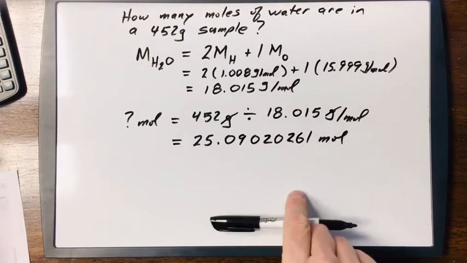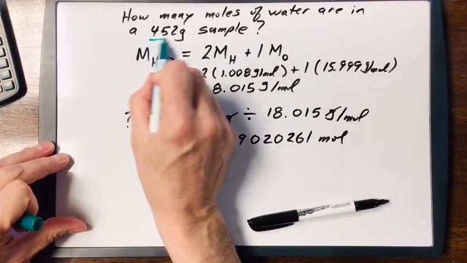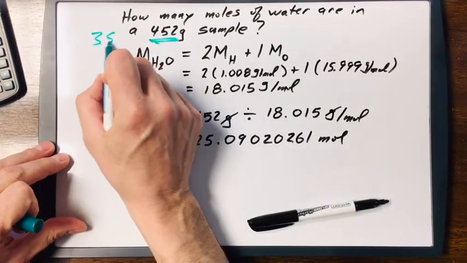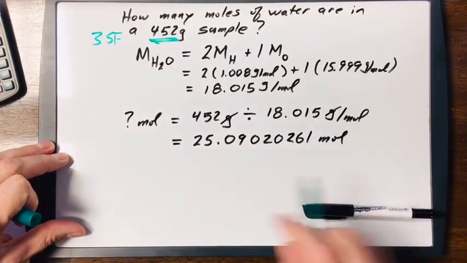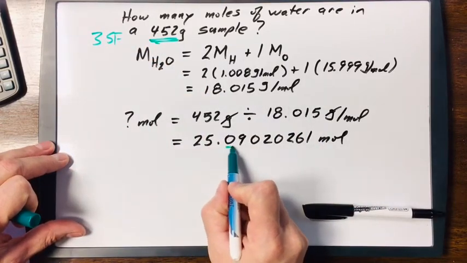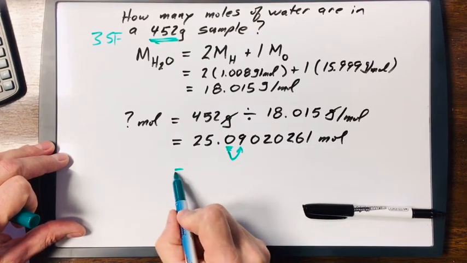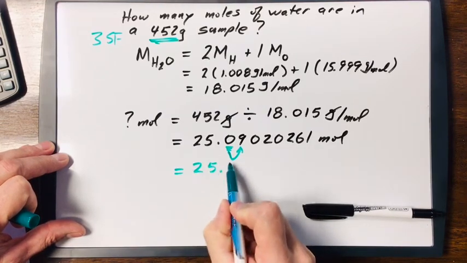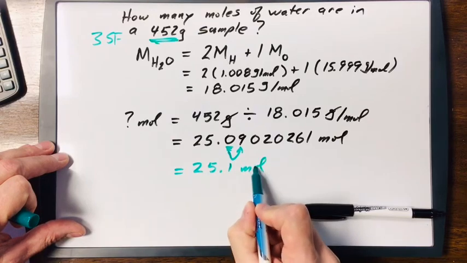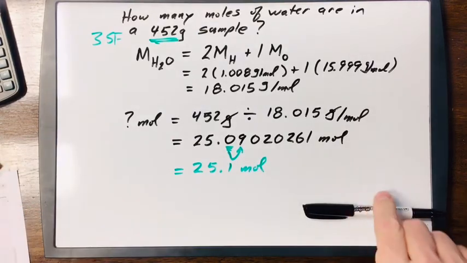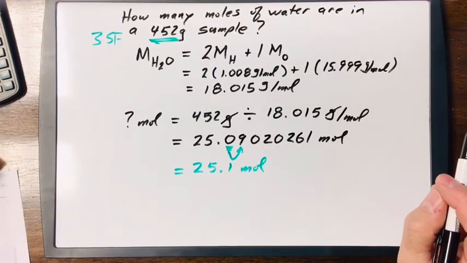A lot of digits there. Last thing always, go back to the original question, 3 sig figs. So our final answer has to have 1, 2, here's our third sig fig, which gets influenced by the next number here. So our final answer is 25.1 moles is the size of the sample of water in that particular sample.